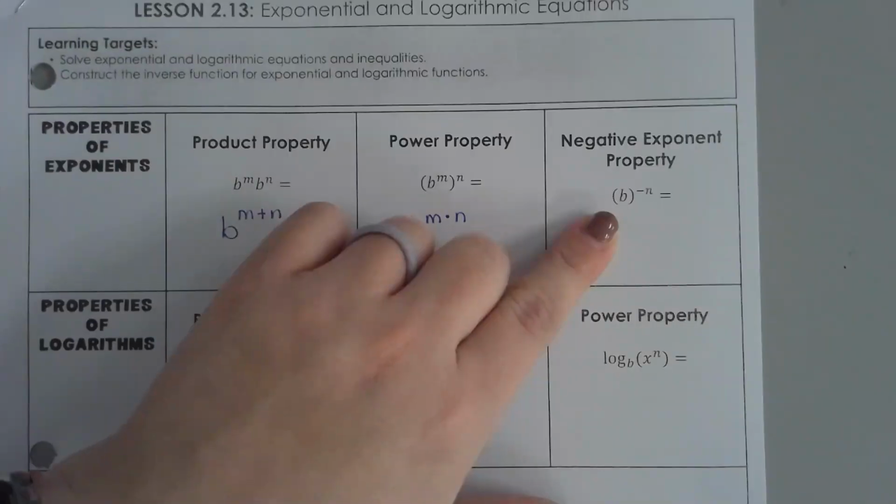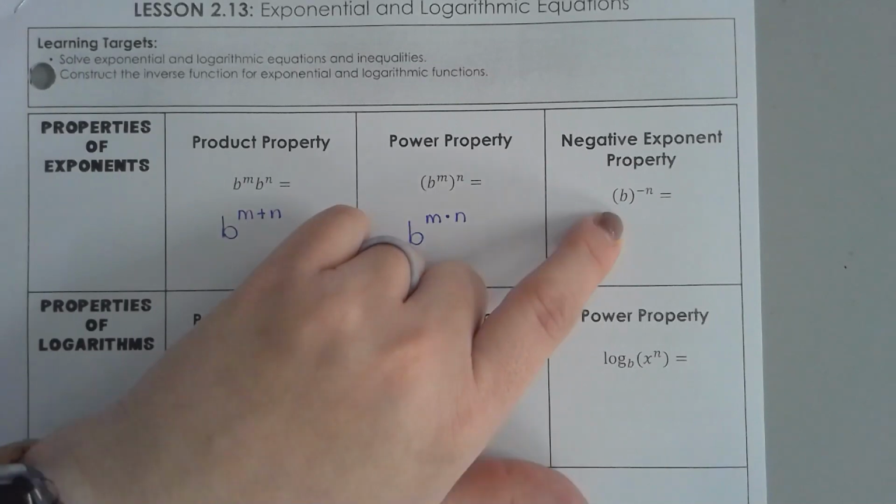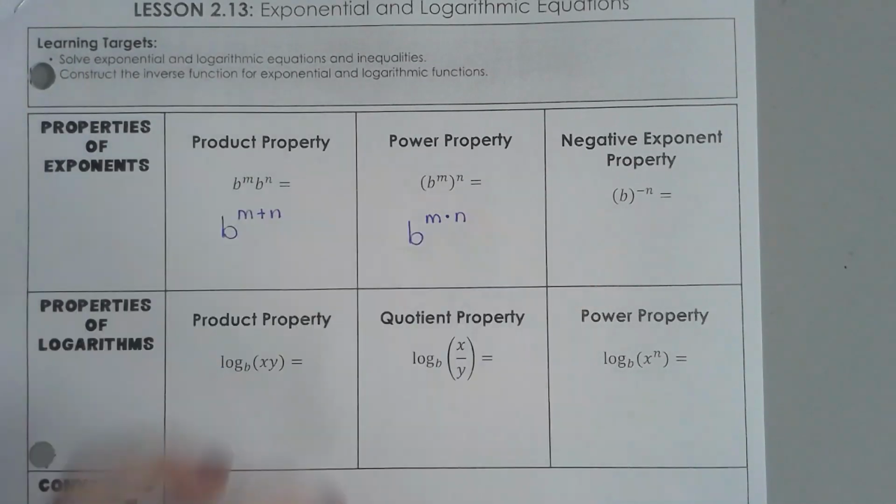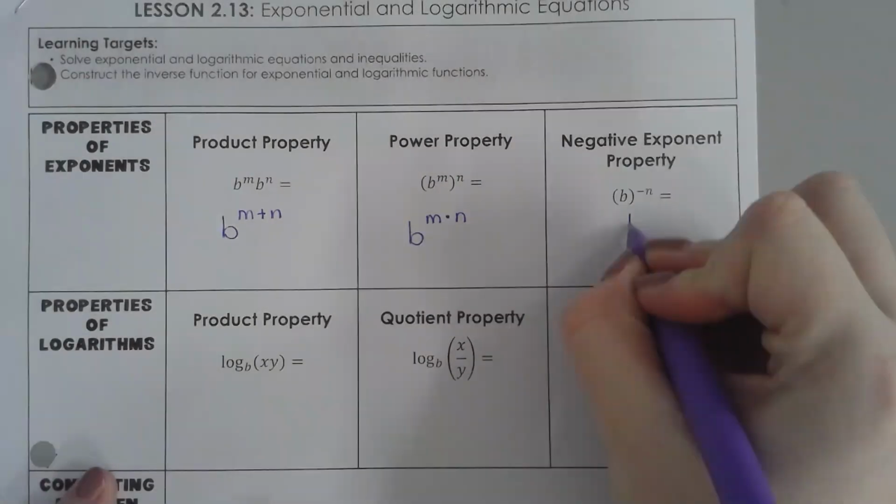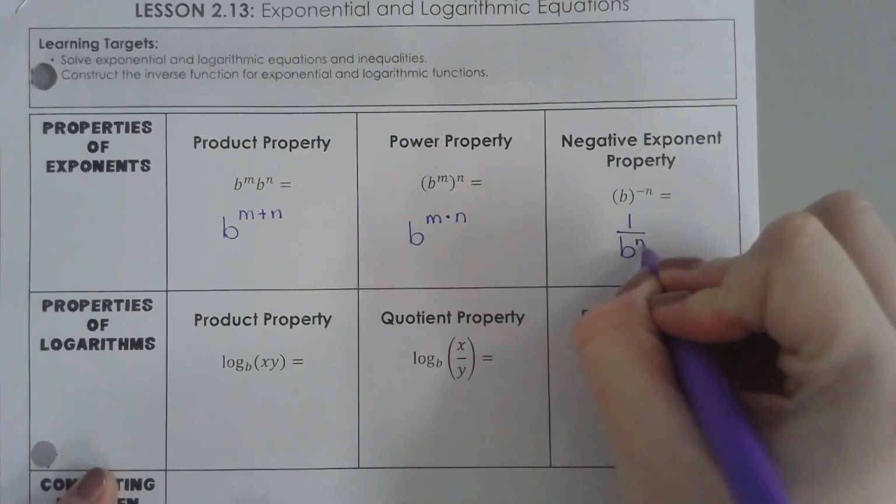And the exponent property, so if I have something to the negative, what do I do with that? Does anybody remember? Right. So this would be 1 over b to the n.